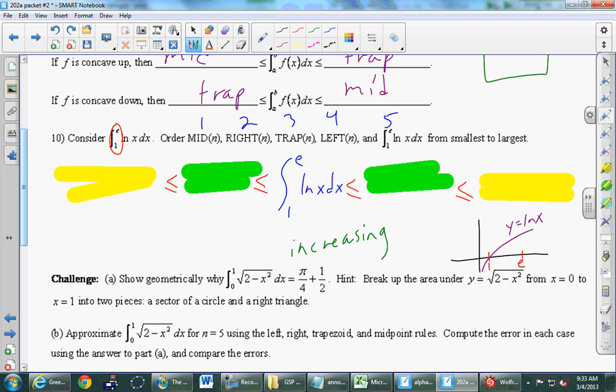So what goes in the first yellow? Is it left or right? We got it written up above. If the function's increasing, the left ones are too small and the right ones are too big. So let's fill those two in. So this is left of n. And I put the n there to say it doesn't matter whether you're doing 2 rectangles or 2,000 rectangles. Still, they're going to be underestimates. And right rectangles will be crude overestimates.